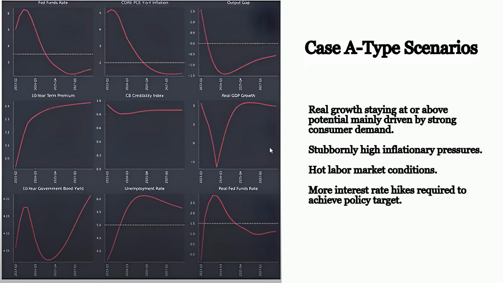Rates would need to stay elevated for some time to bring inflation back to target and close the positive output gap. For the U.S., the inflation measure used is core PCE, with the Fed's target set at 2%. Other model variables include the 10-year term premium, the central bank credibility index, real GDP growth, real interest rates, unemployment rates, and 10-year government bond yields.